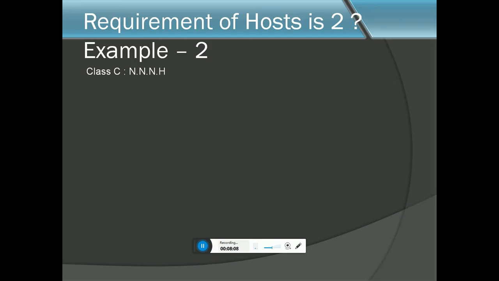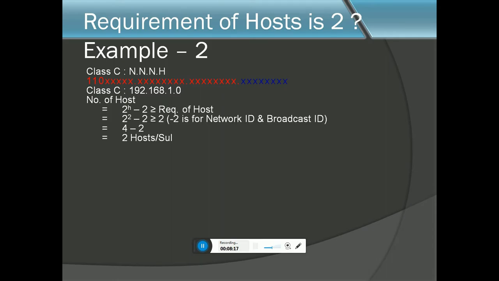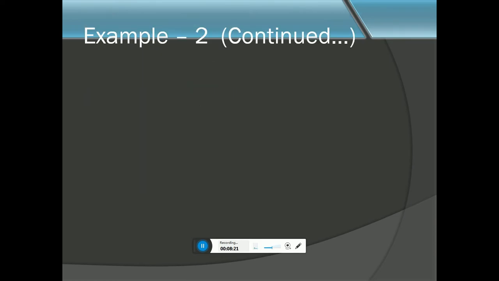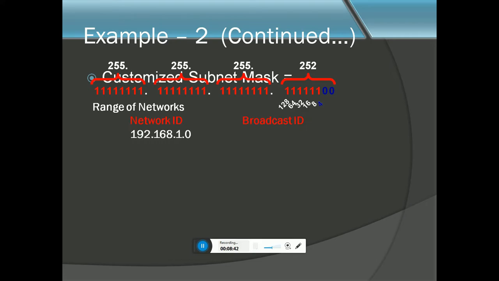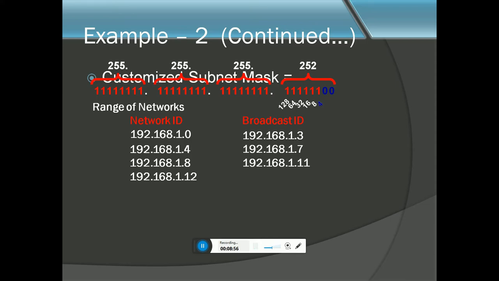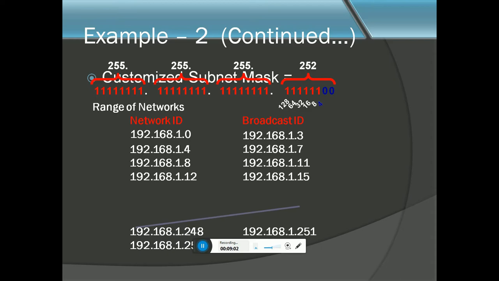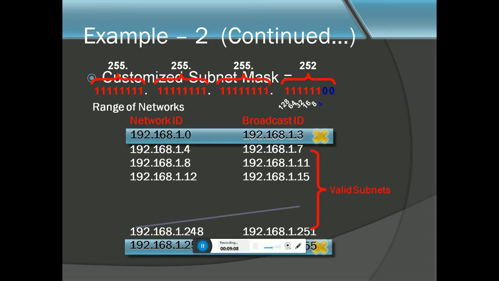Example 3 continued: Class C, 3 network octets, 192.168.1.0, with 62 subnets. Customized subnet mask: 8 ones, 255, 8 ones, 255, 6 ones, with bit values 128, 64, 32, 16, 8, 4. The range of networks, network ID and broadcast ID: 192.168.1.0, 192.168.1.3, 192.168.1.4, and so on. These are the valid subnets.